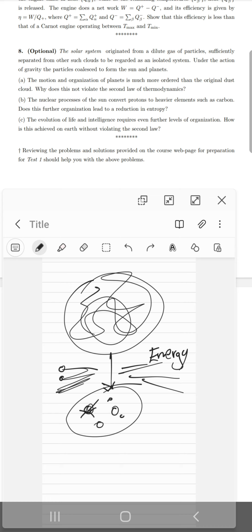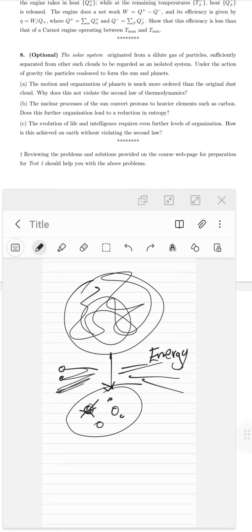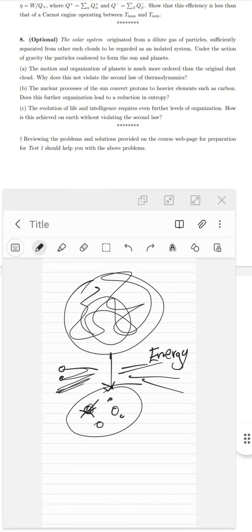Next, the evolution of life and intelligence requires an even further level of organization. How is this achieved on Earth without violating the second law? Once again, the same thing. You're radiating heat away all the time. So you can't say that just the entropy is decreasing. For the second law to be violated, the entropy of the universe would have to be decreasing, which it is not. So the second law is not being violated. This was more of a philosophical question than I thought we would have, but whatever.